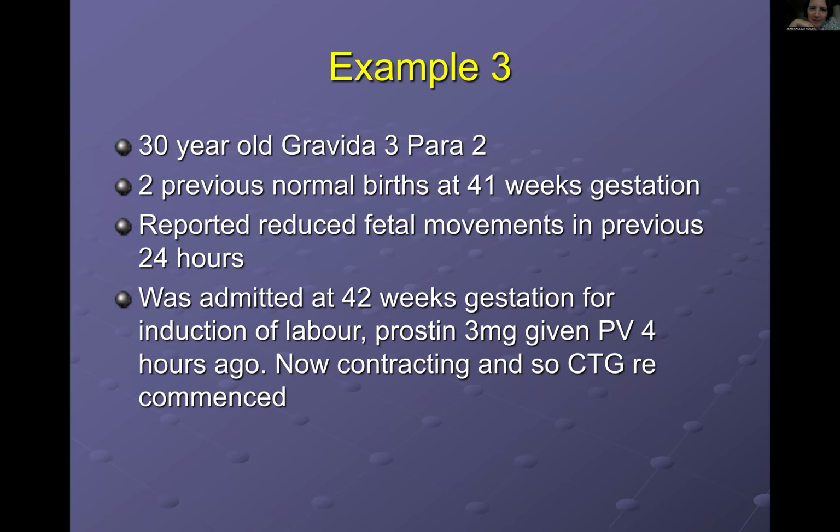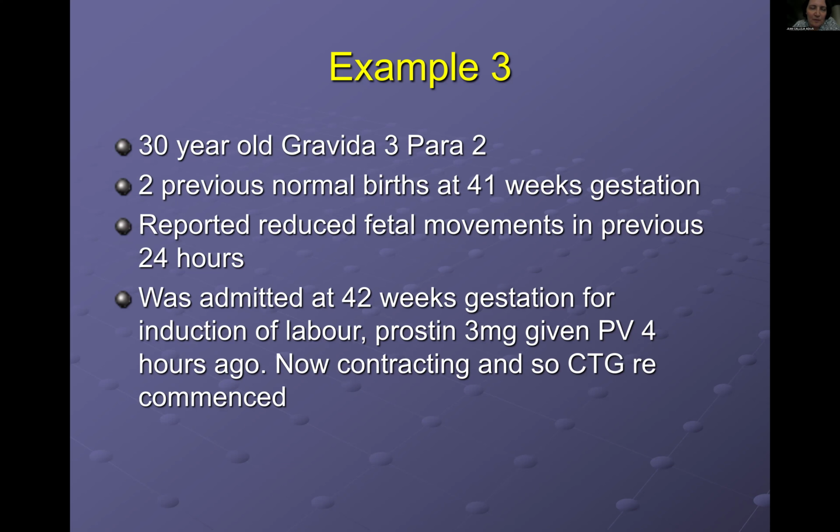We have a 30-year-old lady. She's a gravida 3 para 2. Philip, if you wish, we can do it together. Yes, it's more fun doing it together. So we've got a 30-year-old gravida 3 para 2, and she had 2 previous normal births, both at 41 weeks, and now she came to hospital at 42 weeks because she was reporting reduced fetal movements for the past 24 hours.